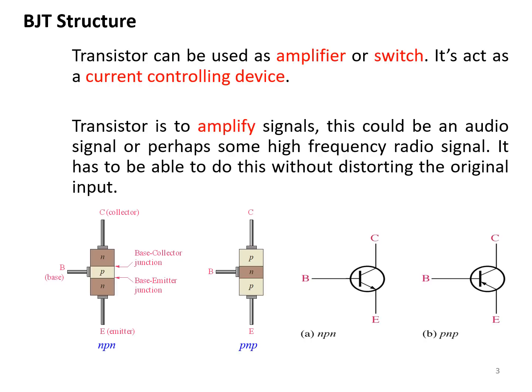Transistor can be used as amplifier or switch. It acts as a current controlling device. So these are the functions of the transistor as a current controlling device. Transistor can amplify signals, and the signal could be audio signals or perhaps some high frequency radio signals. Transistor has an ability to do this without distorting the original inputs.